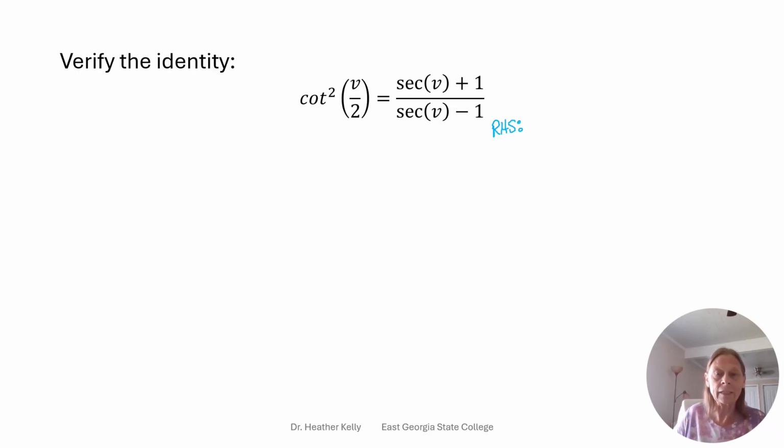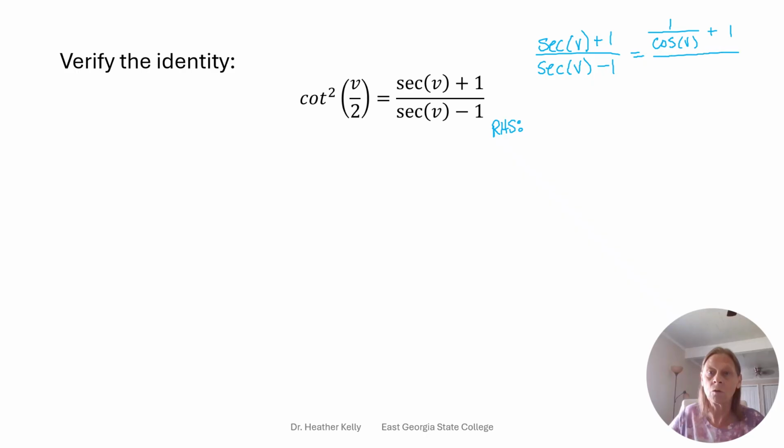So the right-hand side is our secant v plus 1 over secant v minus 1. And we're going to turn those into sines and cosines. So that's going to be 1 over cosine v plus 1 over 1 over cosine v minus 1. Now the next thing I'm going to do here is put those together.